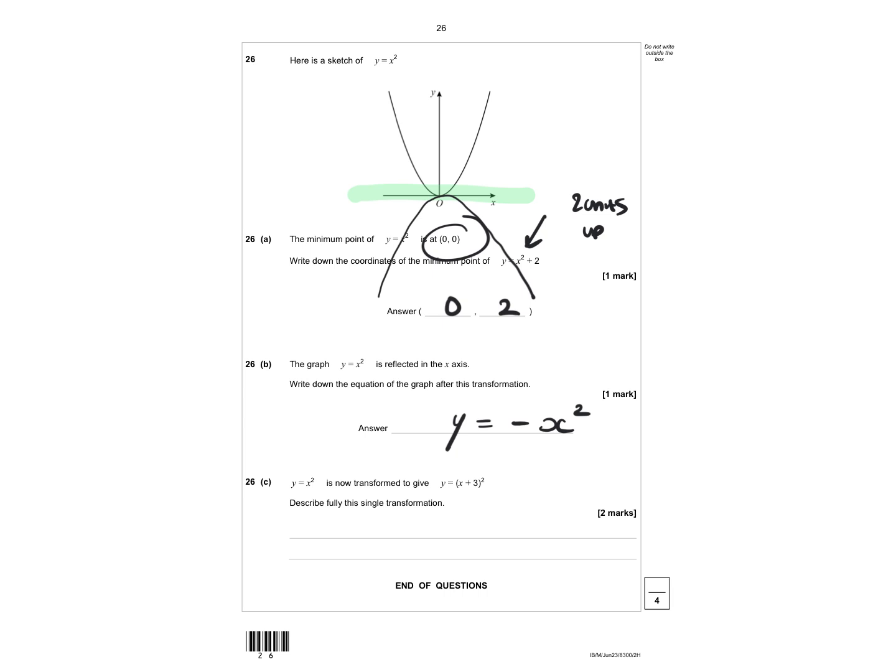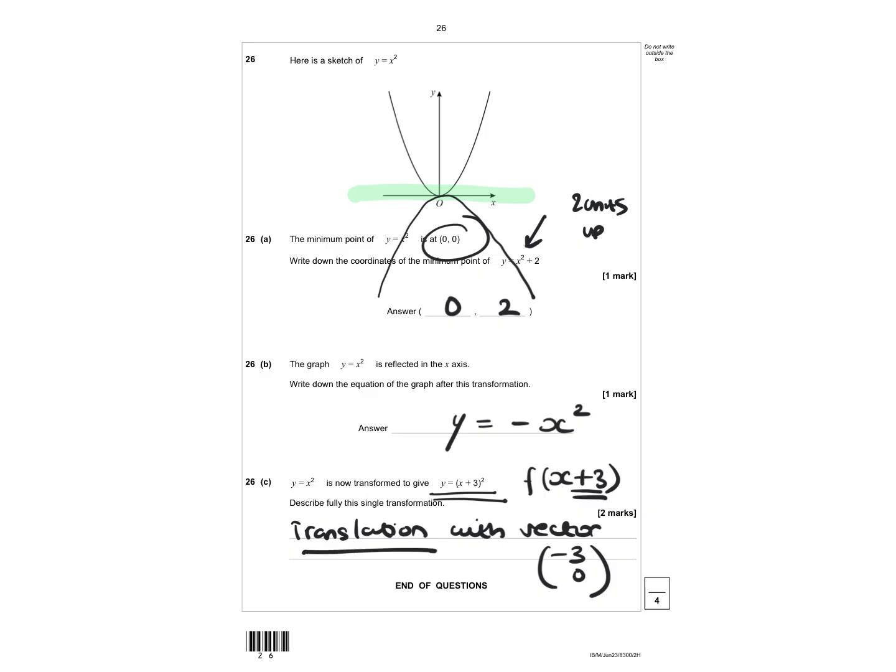And 26 part C, y equals x squared is now transformed to give this function here. Well, this is an f(x plus 3) type of transformation inside the brackets. It's a translation. And remember, it does the opposite to what you think it's going to do with the sign here. It's a translation with a vector minus 3, 0. You must use the term translation here to get 1 mark, and you must give the correct vector here to get the second mark.